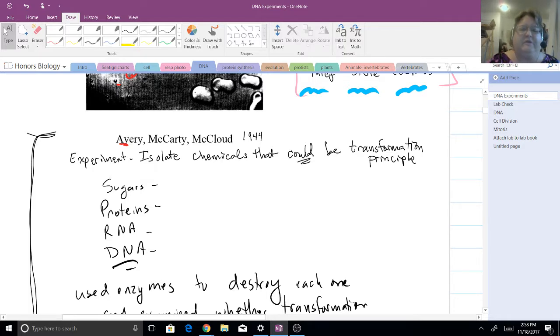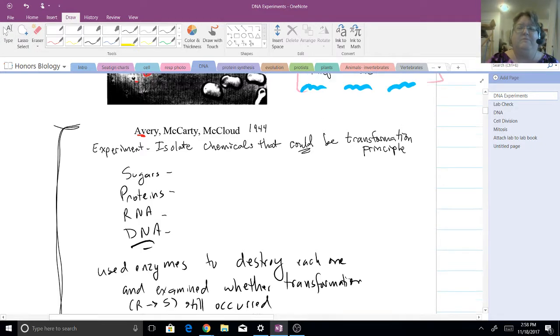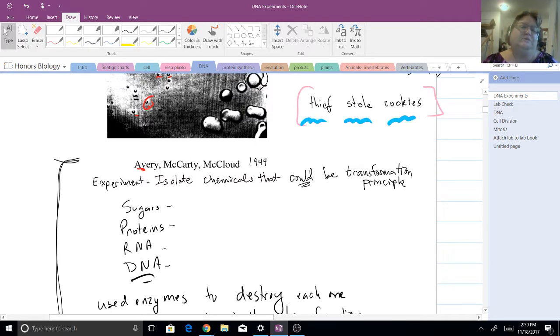Now they came up with a clever idea. Let's just use enzymes, because enzymes, if you recall, are specific to their substrate. So let's use enzymes to destroy those molecules, and let's see if that transformation from R to S cells still occurred. And this is very similar to how we might figure out who is the thief that stole the cookies.